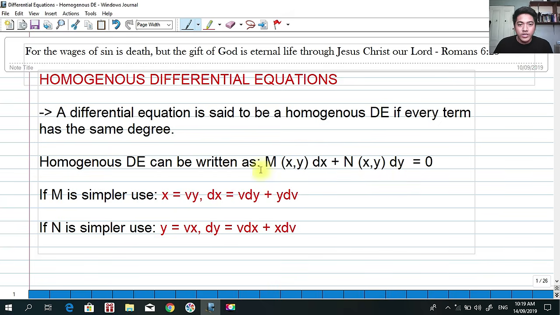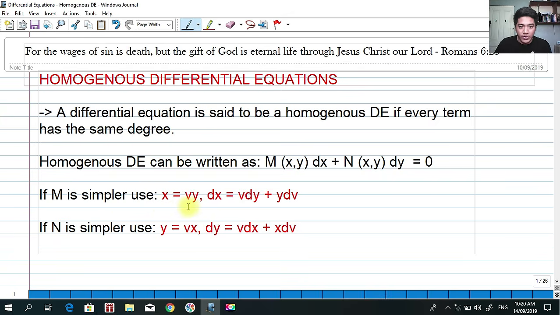The M term is what is indicated with the dx, and N is the term with the dy, equal to 0. There is a condition in solving homogeneous differential equations. If M is simpler, which means that M in terms of x and y is much simpler, we will use the substitution x equals vy. If we get the derivative of this, by the product rule we have dx equals v dy plus y dv.